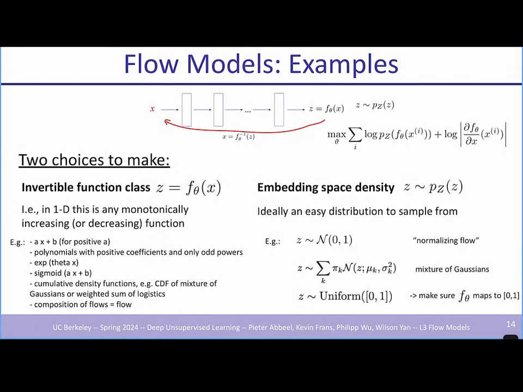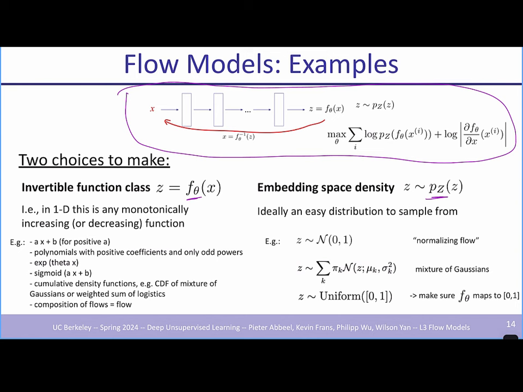Okay, now, and a lot of your questions anticipated this, love those questions. We know what a flow model is; the summary at the top here, in some sense, tells us everything we need to know, but we need to make some choices. We need to choose F theta, and we need to choose the embedding space density PZ. What can we choose for F theta?